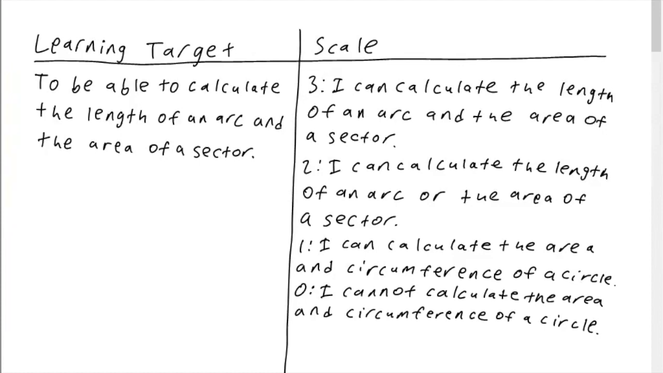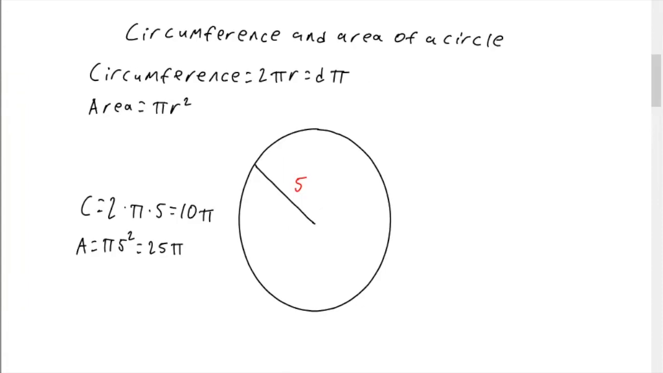That's great! The learning target for today is to be able to calculate the length of an arc and the area of a sector. For the scale, you're 3 if you can calculate the length of an arc and the area of a sector. You're 2 if you can calculate the length of an arc or the area of a sector. You're 1 if you can calculate the area and circumference of a circle. And you're 0 if you cannot calculate the area and circumference of a circle. Let's get started. Circumference and area of a circle.